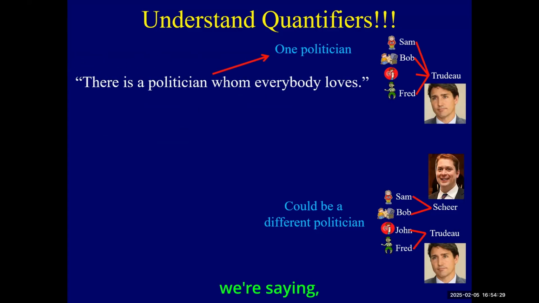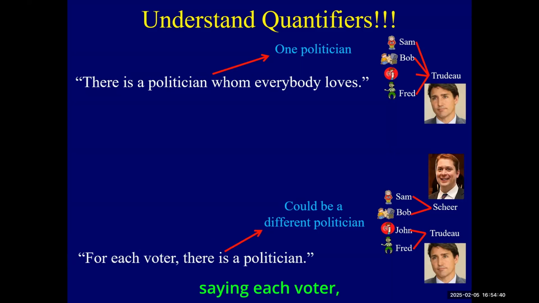And so here we're asking, how would we say this in English? We could say there is a politician, one politician that works for every person. Here we're saying for each voter, there's a politician. We try to say that in English. Does everybody see that?